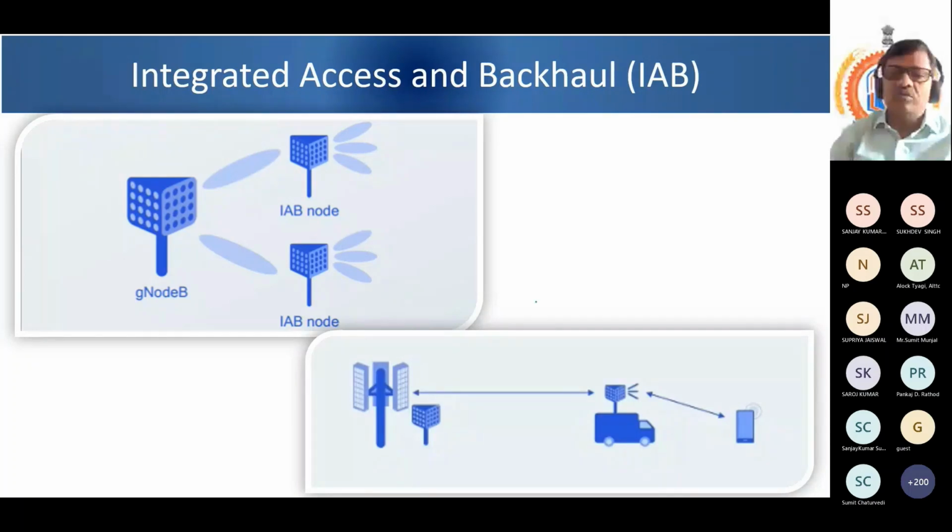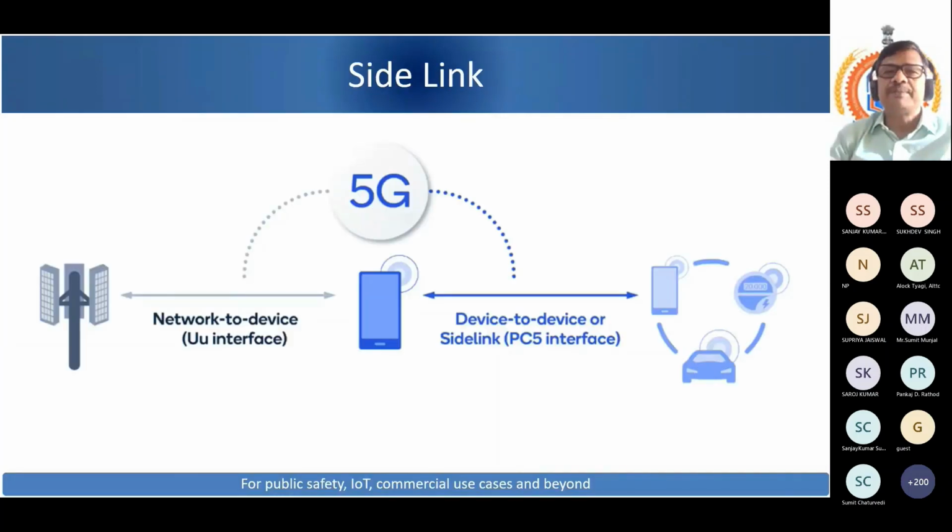And you can also have a mobile backhaul in Release 16. We talked about mobile backhaul, where one of the nodes is here and it is taking backhaul from the previous base station, and you can create a temporary coverage in some area. So that's the concept. Side link, as I talked about, is like device-to-device communication on the PC5 interface.